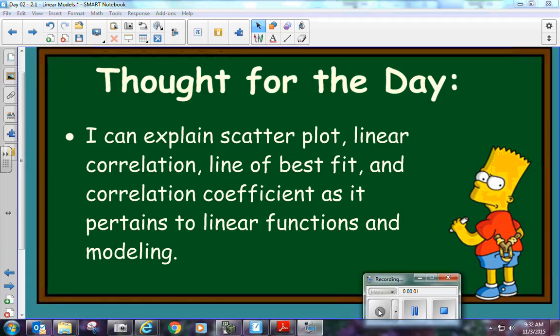Thoughts for the day. Better yet, your learning target. I can explain scatterplot, linear correlation, line of best fit, and correlation coefficients as it pertains to linear functions and modeling. All right?